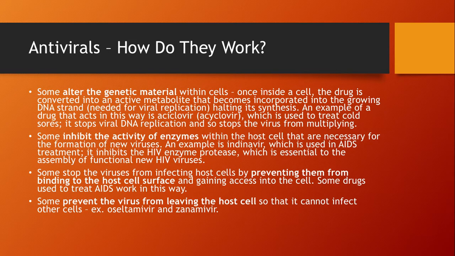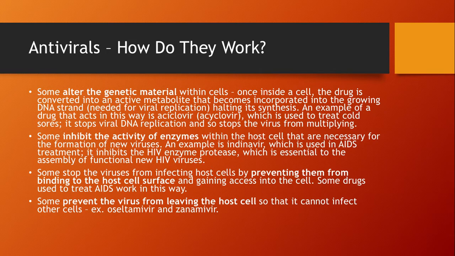Okay, so if you target the DNA or RNA and can prevent the multiplication, then you can stop the virus. Some will inhibit the activity of enzymes within the host cell that are necessary for the formation of new viruses. An example is indinavir, which is used in AIDS treatment. It inhibits the HIV enzyme protease, which is essential to the assembly of functional new HIV viruses. Okay, so targeting enzymes that can be used in the production of new viruses.